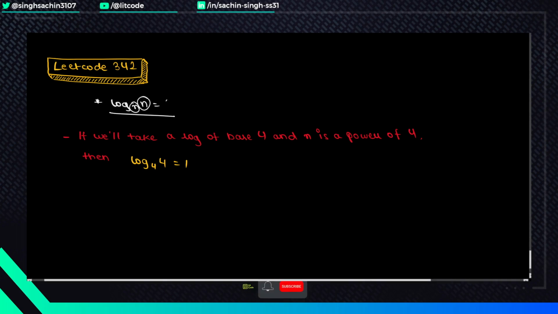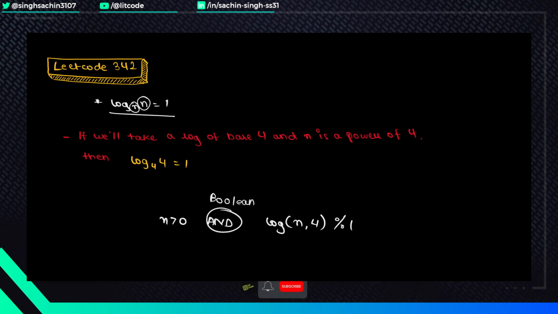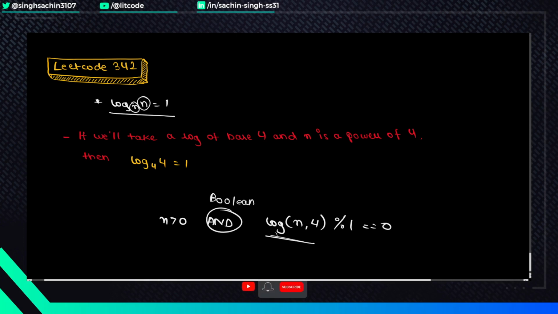Okay, so this is what we're going to do, and the steps will be: we'll check if our n is greater than 0, and this is a boolean and. Then we'll see if log of n with base 4, modulus 1, is 0. So basically we get 1 as the answer for this log calculation. If both these conditions are true, then we'll say yes, the solution is true, otherwise we'll simply return false.